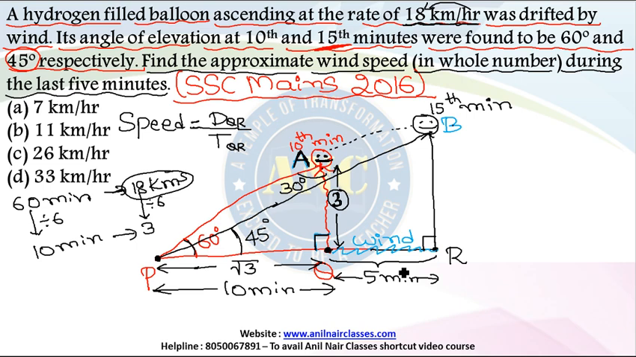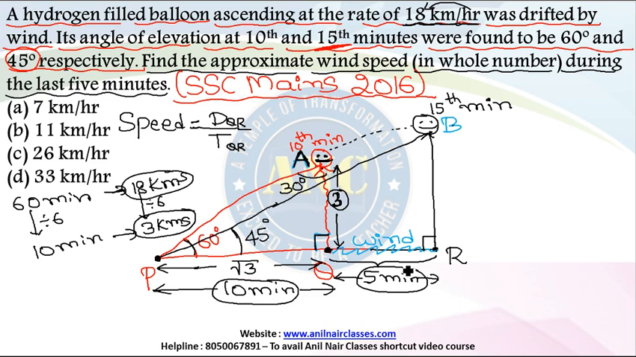Think a little logically again. In 10 minutes it was able to travel 3 kilometers. That means in 5 minutes it will travel how many kilometers? It will travel 1.5 kilometers. In 10 minutes I traveled a distance of 3 kilometers, so in 5 minutes I traveled a distance of 1.5 kilometers.